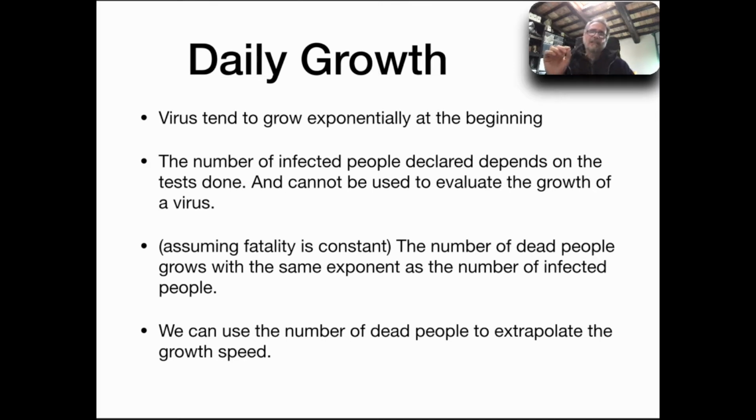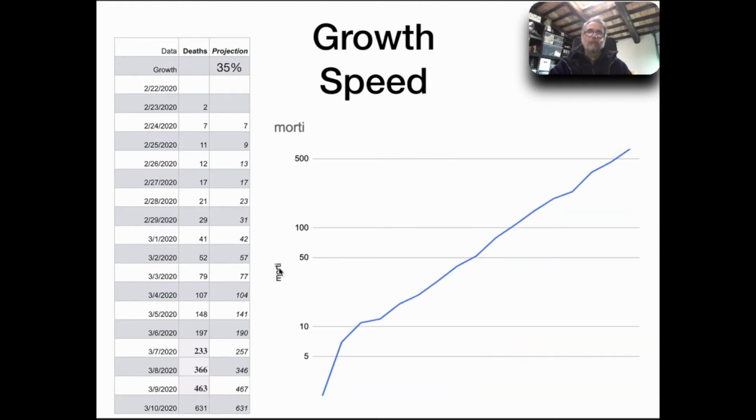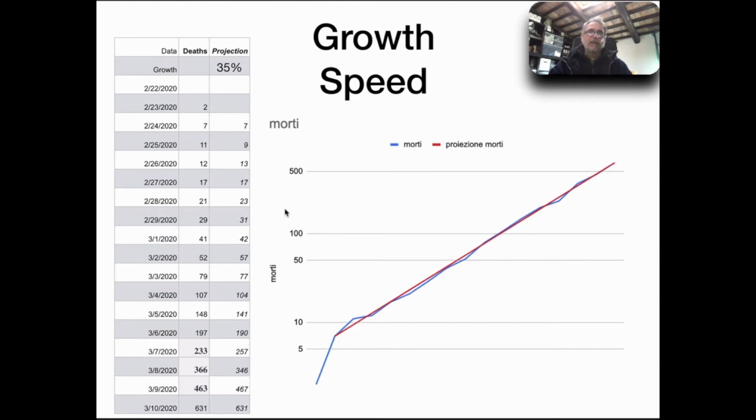But assuming the fatality rate is constant, then the number of dead people grows with the same exponent as the number of infected people. And then we can use the number of dead people to extrapolate the growth speed. Here is the number of infected people in Italy because of coronavirus, and you can see that it is a graph that goes up. But more interestingly, if we plot it on a logarithmic chart, log normal, it actually is a straight line, which basically means that it is an exponential growth.